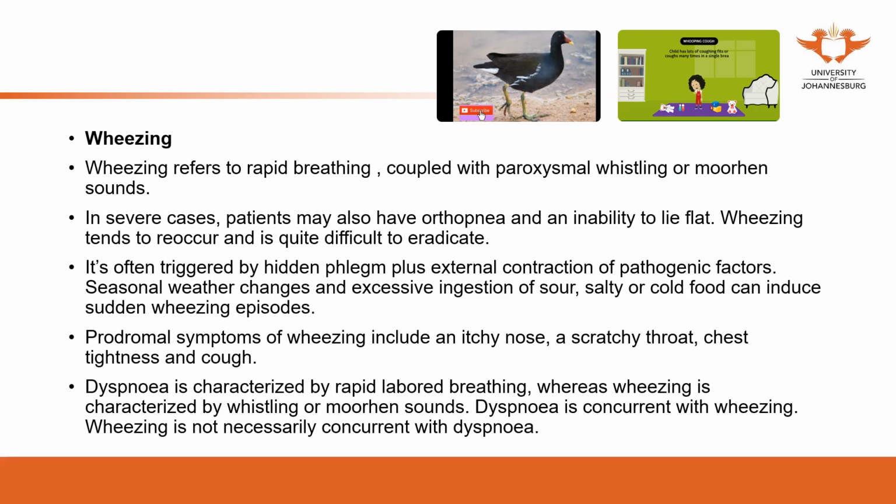This is a baby coughing. That's something you can hear that is very similar to moorhen sounds or animal noise. The prodromal symptoms of wheezing include an itching nose, an itching or scratchy throat, chest tightness, and cough. The wheezing can happen with phlegm or without phlegm. When you think about the causes of wheezing, you also think about the lung.